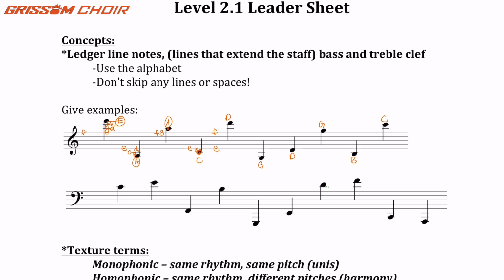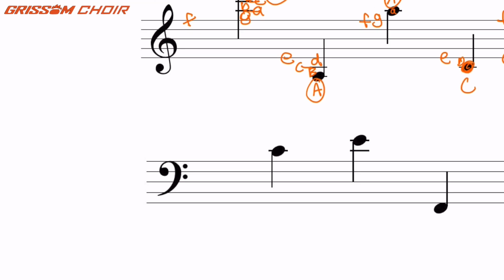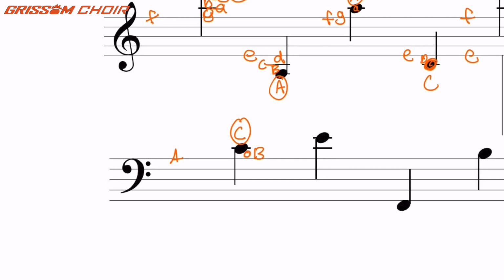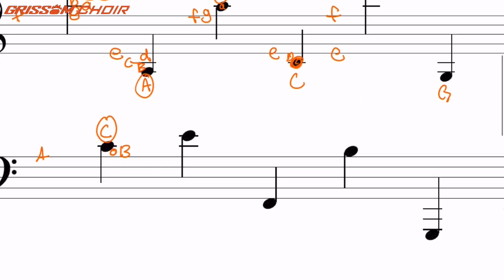The same thing goes for the bass clef. You just have to know that the top line and the bottom line of the bass clef are not the same as the top line and the bottom line of the treble clef. Top line of the bass clef is A. So if that line is A, this first space right here would be B, which means that this note has to be C. I'm going to do the third one, which will be a ledger line below. If the bottom line of the bass clef is G, that space right below that G has to be F.